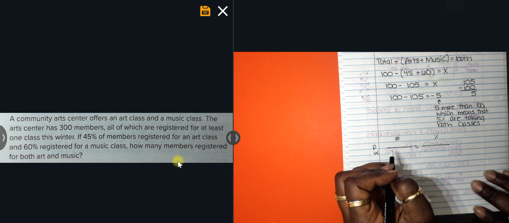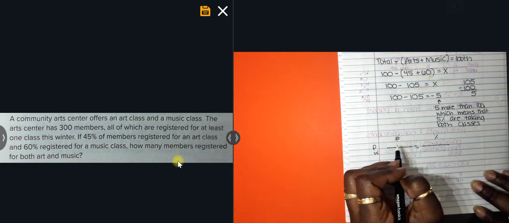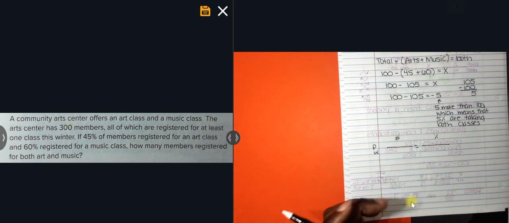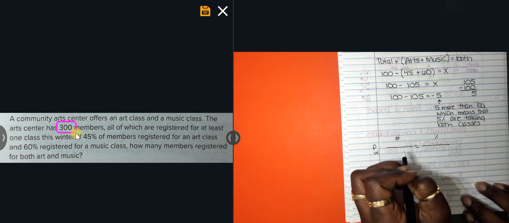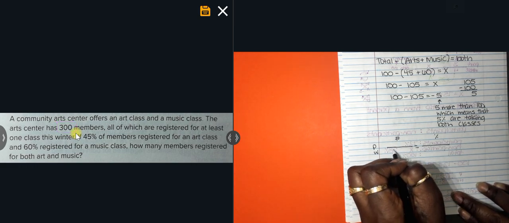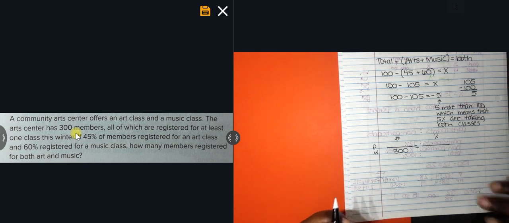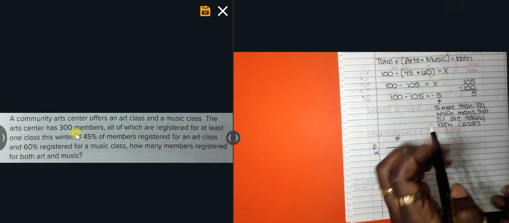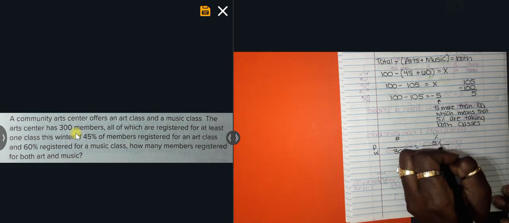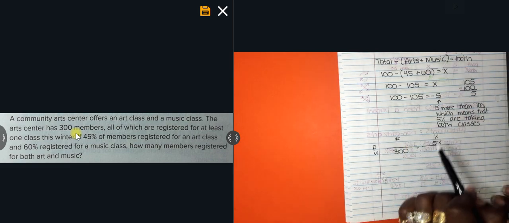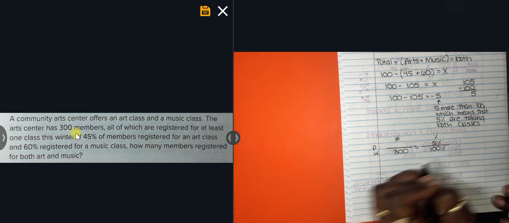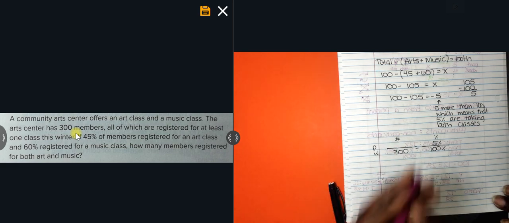So, what do we know? In regards to our numbers, we know that there are 300 members, right? And that's the whole. So we're going to say 300. And then in regards to our percentage, we found out that 5% are signed up for both of those classes. And that is out of 100% for the whole. So what we're trying to find out is the value of X.